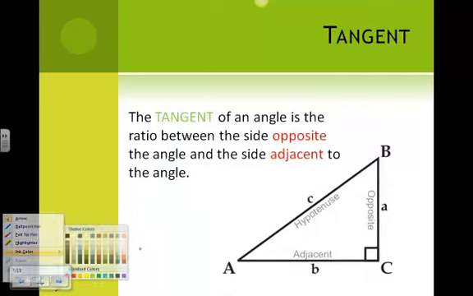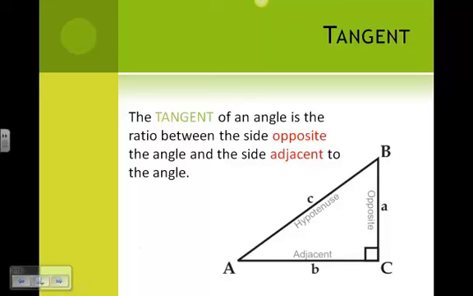The tangent of an angle is the ratio between the side opposite the angle and the adjacent side. So again, if we're focusing on angle A, the tangent of angle A would be defined as the side opposite angle A and then the side that's adjacent to angle A. So opposite angle A is small a, and adjacent to angle A is b. So that trigonometric ratio would be the tangent of angle A.